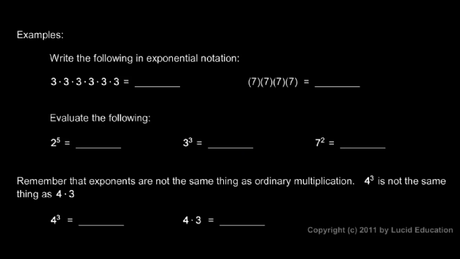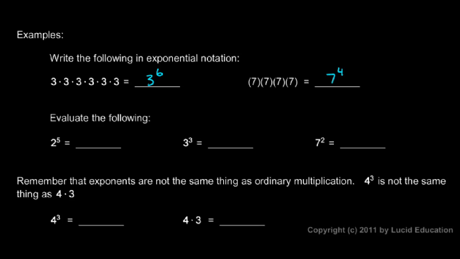And here are some examples. We're told to write the following in exponential notation. Note that we're not told to evaluate the following. We're not told to find a number. This 3 times 3 times 3 times 3 times 3 times 3. I see 3 used as a factor there. 1, 2, 3, 4, 5, 6 times. So this could be written as 3 to the power of 6. Over here we have 7 times 7 times 7 times 7. That's 7 to the power of 4.